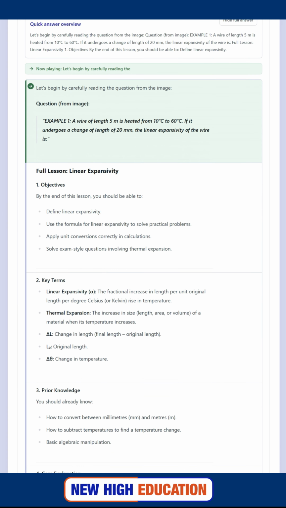Example 1. A wire of length 5 meters is heated from 10 degrees Celsius to 60 degrees Celsius. If it undergoes a change of length of 20 millimeters, the linear expansivity of the wire is.